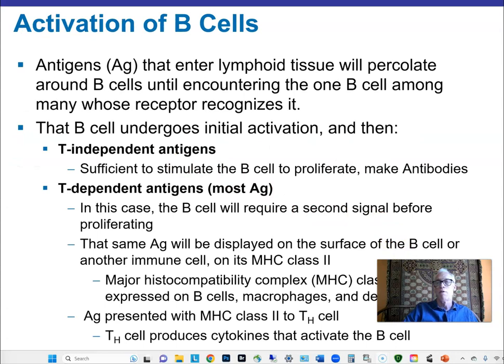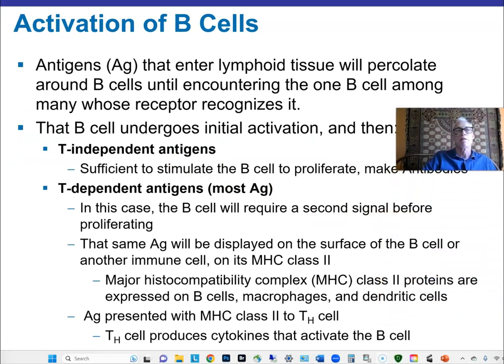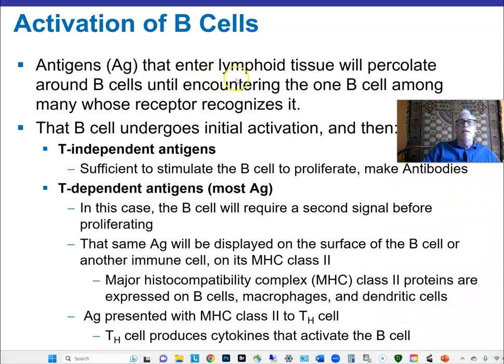Okay, so how about some discussion of activation of B cells? So antigens enter the lymphoid tissue where the B cells are living, either in lymph fluid, or in your saliva when you eat something, it goes to your tonsils, or in your blood if it's in the spleen. So there are B lymphocytes hanging around in large quantities in those lymphoid tissues, and the antigen will just sort of bounce off B cells until it happens to encounter one that recognizes it.